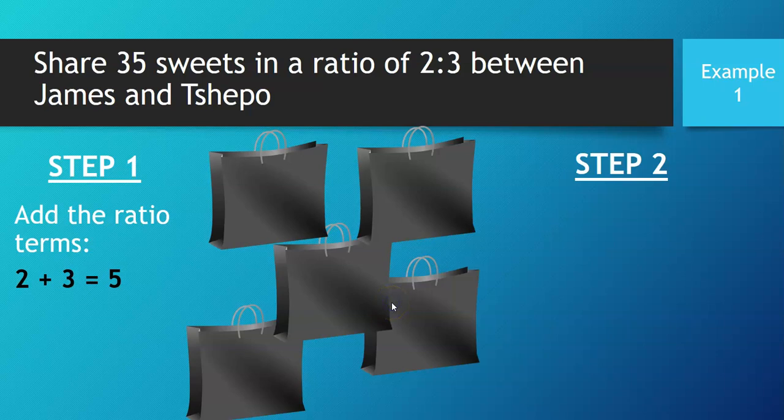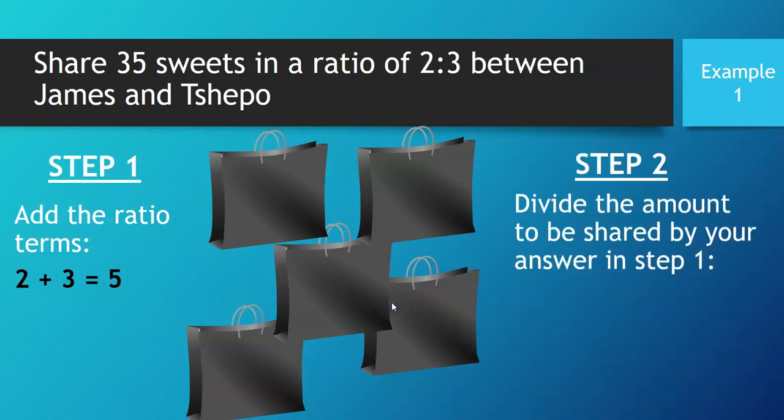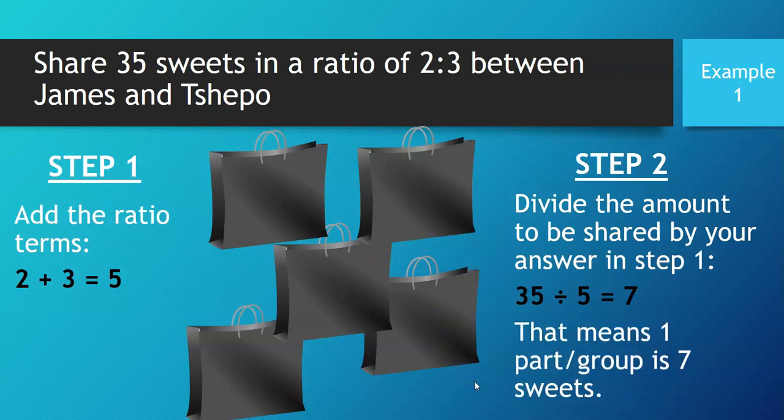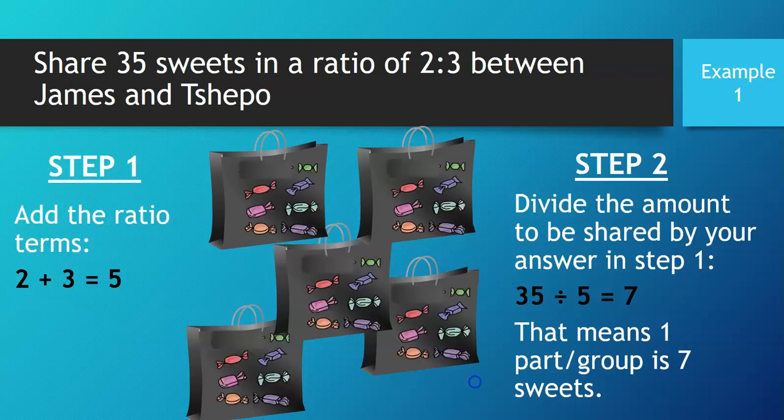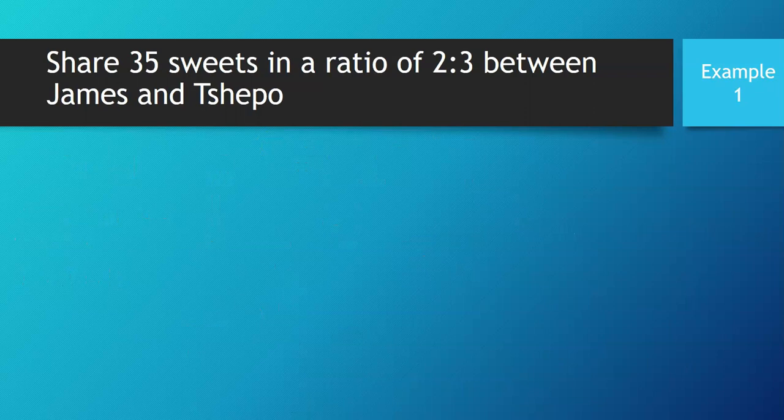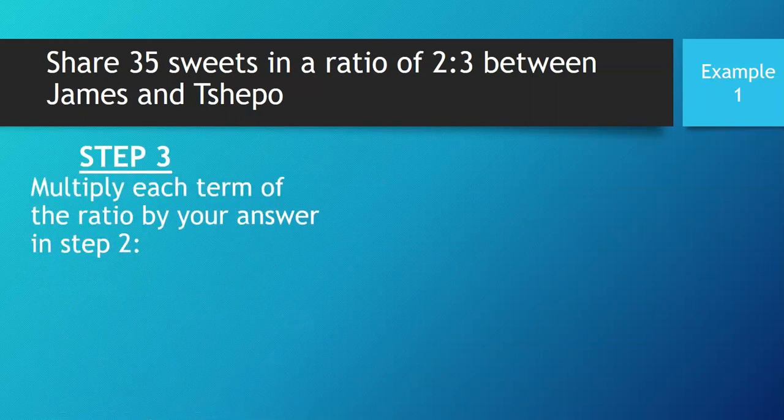Right, step 2. We're now going to divide the amount to be shared by your answer in step 1. So the amount to be shared is this 35 sweets. So 35 divided by 5 is 7. So what that means is that in each of these bags, in each part, there are 7 sweets. The final step, which I'm sure you could work out in your head right now, is to multiply each term of the ratio by your answer in step 2.